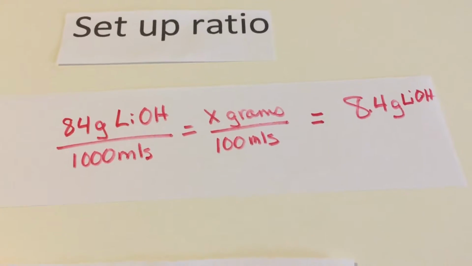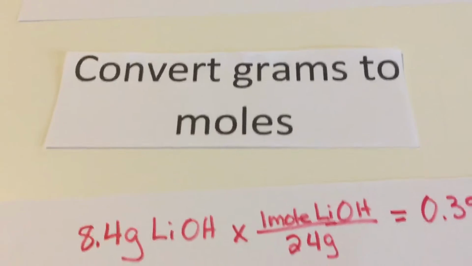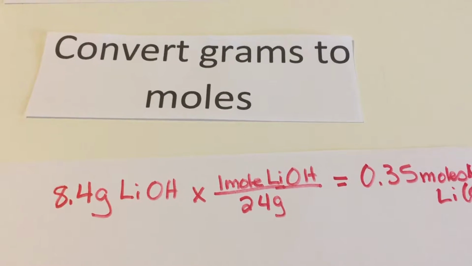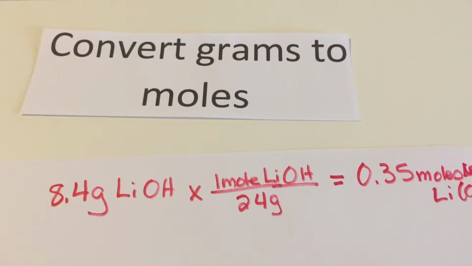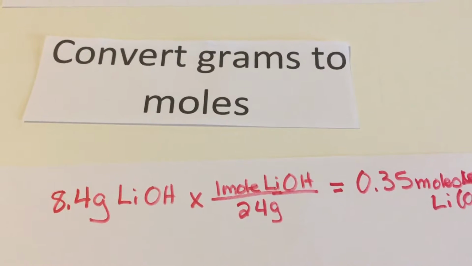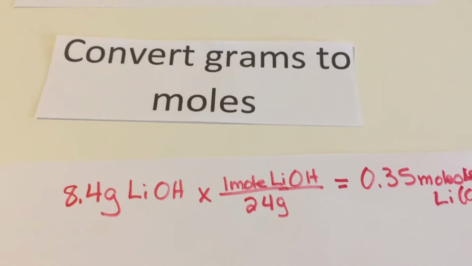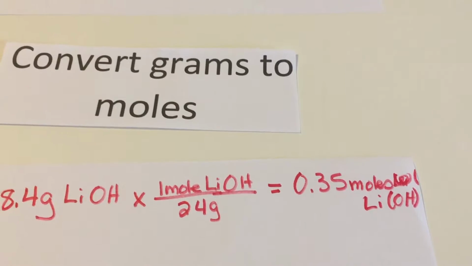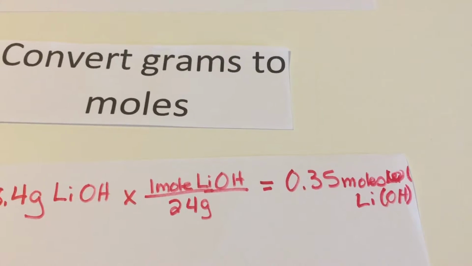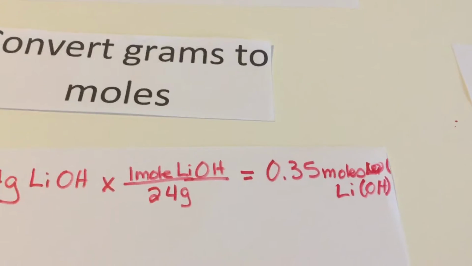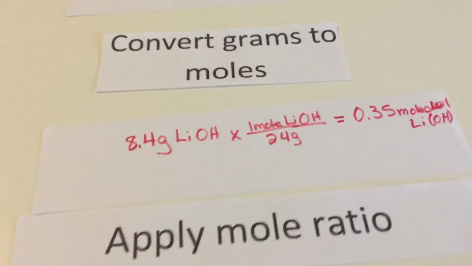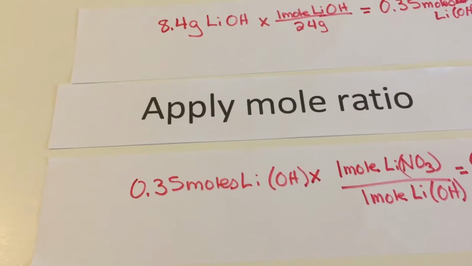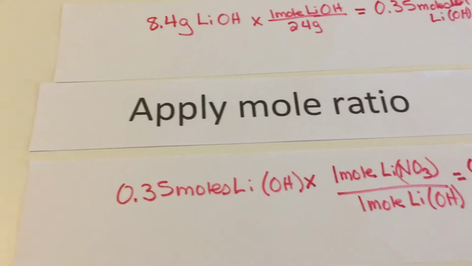Okay, now we need to convert that back to moles. So we have 8.4 grams of lithium hydroxide, and we multiply it by the molecular weight, which is 1 mole of lithium hydroxide over 24 grams. Grams will cancel, and we get 0.35 moles of lithium hydroxide. Now we know how many moles of lithium hydroxide we started with, and we can apply the mole ratio to find out how many moles of lithium nitrate we will produce.